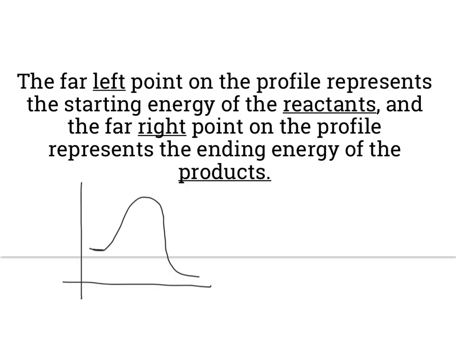The far left point on the profile represents the starting energy of the reactants, and the far right point on the profile represents the ending energy of the products. Meaning, we start, in this case, higher in our reactants than we end up. So we end up overall losing a bit of energy, if you will. I know we've got this huge spike, but they end up lower. So, kind of weird.